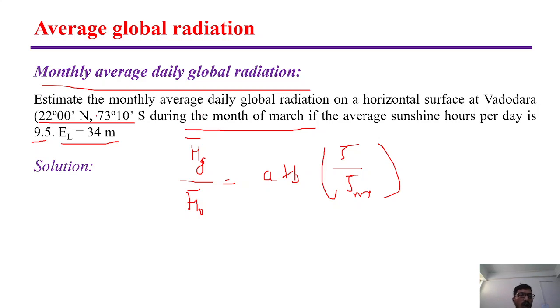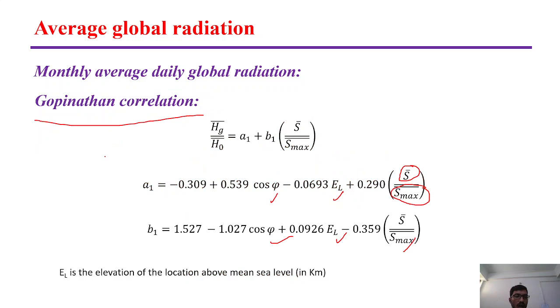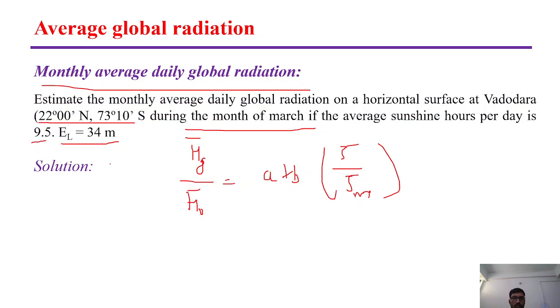So let's see the problem. We have to again calculate the monthly average daily global radiation on a horizontal surface at Vadodara. The latitude is given, during the month of March, if the average sunshine hours per day is 9.5. The average sunshine hours is given, and here we have to calculate this using Gopinathan's correlation. El, the elevation of the location above mean sea level, is already given in meters, so we have to always put it in kilometer.